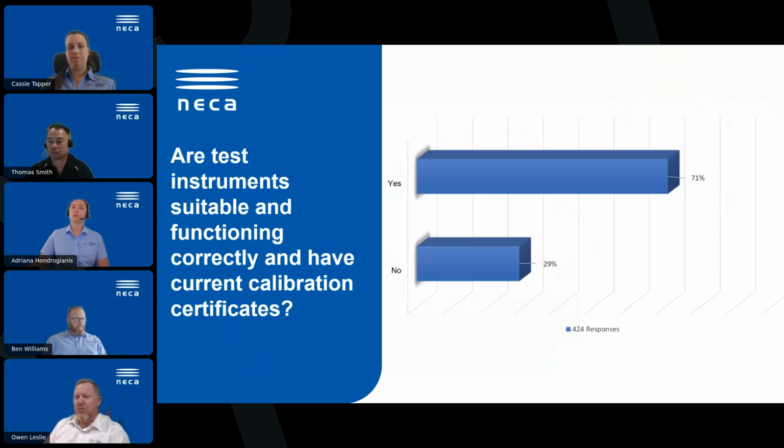Next one is in regards to test instruments and calibration certificates. 30% don't have calibration certificates for their test equipment. So yeah, that's an interesting fact there. I'd say that's pretty much on the money.